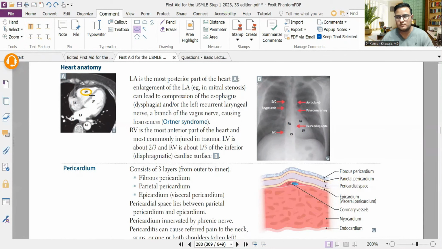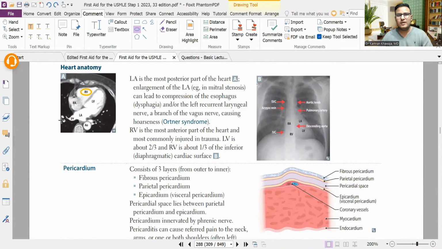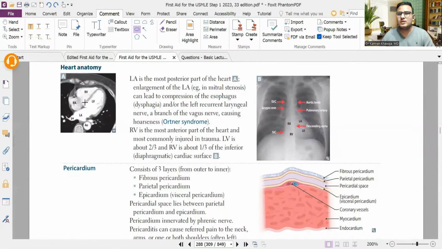Very important MCQs: the most posterior part of the heart is the left atrium. The association of the left atrium is with the esophagus. Remember it, a very important point. The most anterior part is the right ventricle. In blunt trauma, the part of the heart most injured is the right ventricle. And the most posterior part, associated with the esophagus, is the left atrium. Very important MCQ. And the next association is the left recurrent laryngeal nerve.